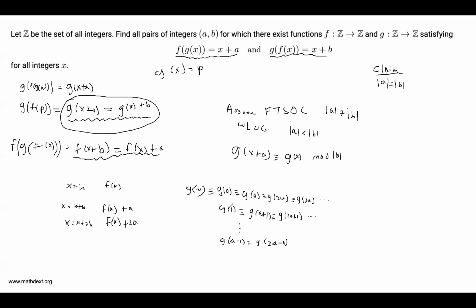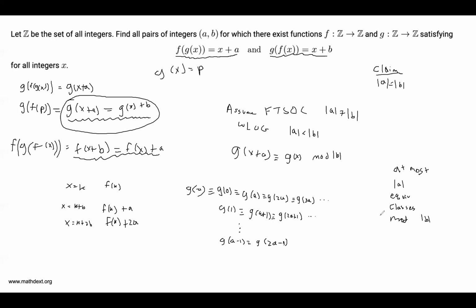And the reason is that the domain of g is the integers, right? So that's 0, 1, 2, 3, and so on. And then we take g of each of those integers, and each one of them is going to fall into one of these equivalence classes. They don't necessarily have to be distinct, right? So there would be at most absolute value of a equivalence classes mod absolute value of b.